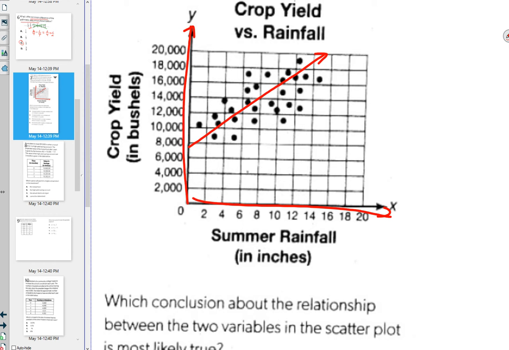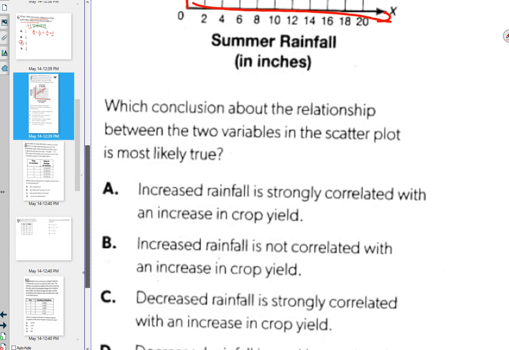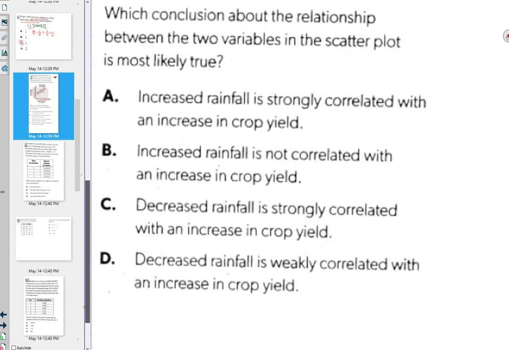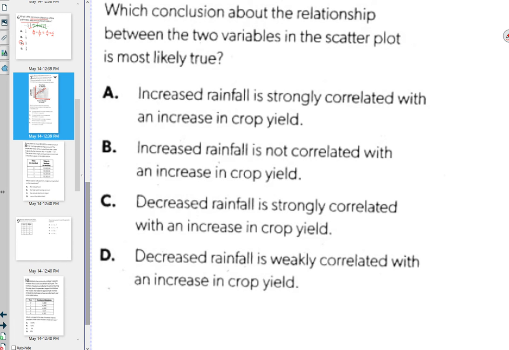Now the question is, how strong is that? It doesn't look all that strong. It does kind of tend to be going in the same direction. I would say that's moderate at best. But let's see what options they give us. We know it's not going to be any of the things with the decreased rainfall. It can't be C or D because everything here is increasing.